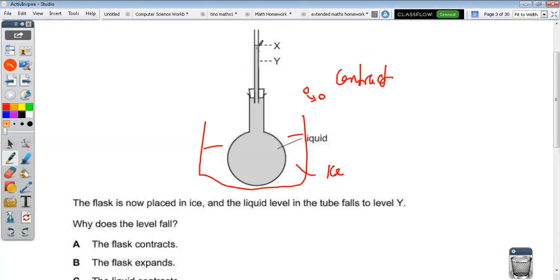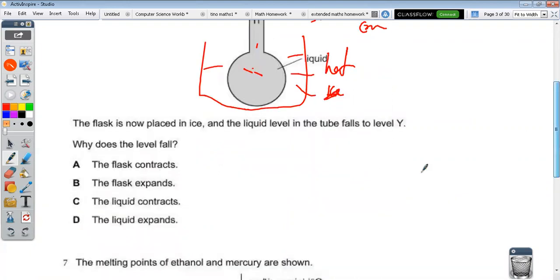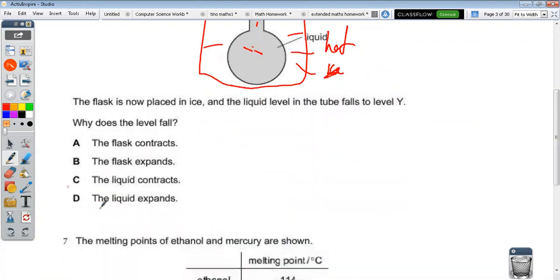The volume reduces, so the level goes down. If we do the opposite and put it in hot water, it gains kinetic energy. The particles move further apart, so they expand. We call that expansion. Clear? So the liquid contracts. Okay, is that clear? Not difficult.